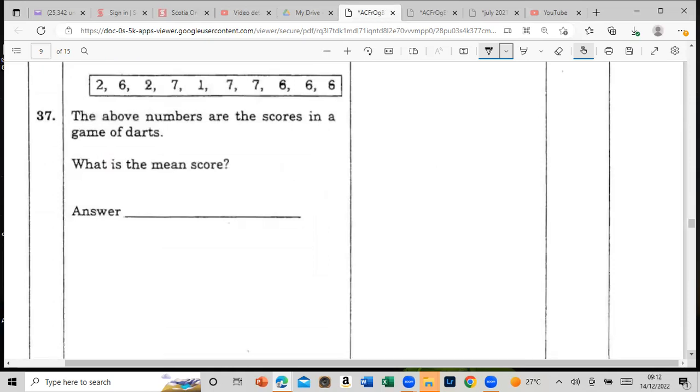It says the above numbers are the scores in a game of darts. What is the mean score? Now, how do we obtain the mean? And what is another name for the mean?